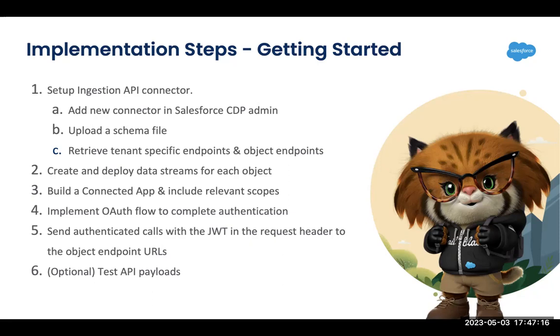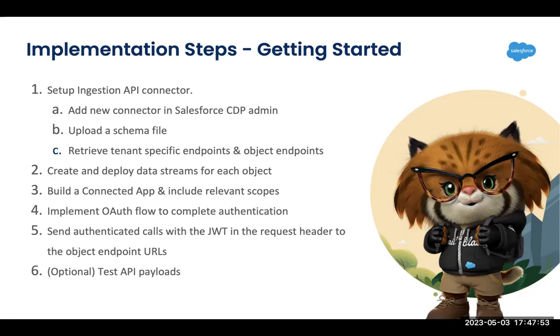Once you've done that, step number 3 is to build a connected app. You have to build a connected app with the relevant scopes, because you have to authenticate any third-party system. You just need to provide some authentication to allow all access permissions. You have to implement an OAuth flow to complete your authentication, or you could use any other OAuth 2.0 or named credentials kind of authentication pattern. After that, you can send calls with a JWT bearer token and the request header to the object endpoint URLs. So this is the process you have to follow from an implementation standpoint.